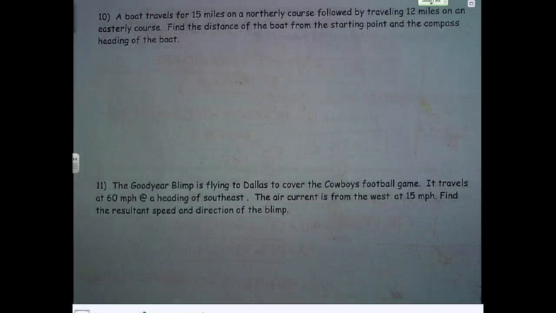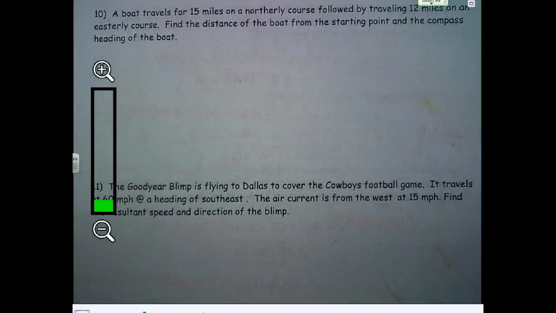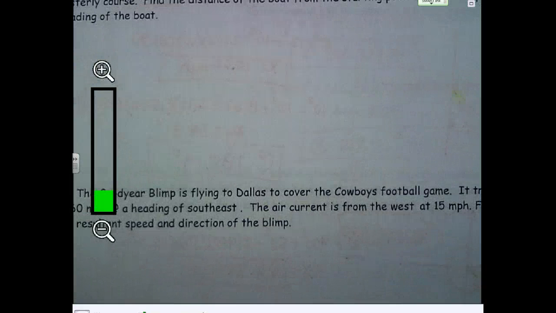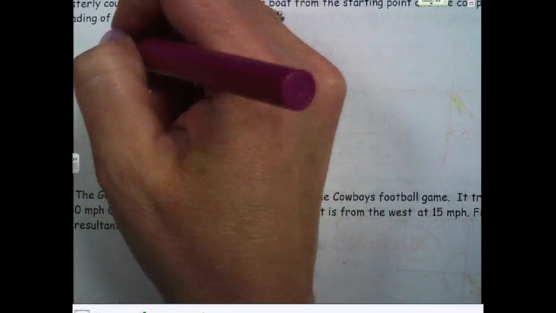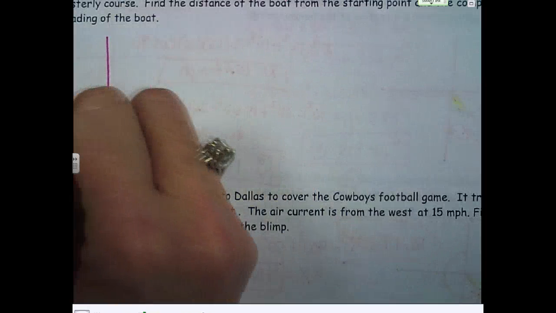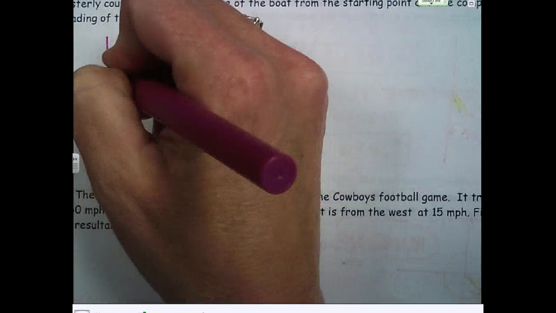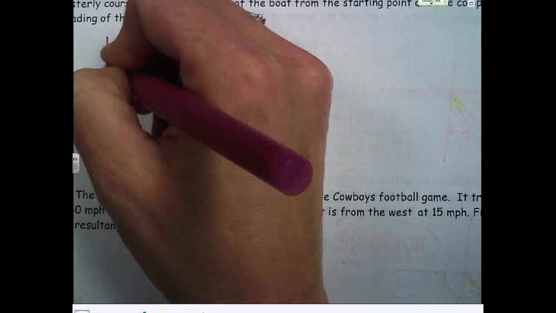All right, to set this one up, it says the boat travels 15 miles on a northerly course. We haven't really had one that went north, okay? So if you're gonna go north, and then it tells us 15, so I'm just gonna make that darker so you can tell. So this is 15.